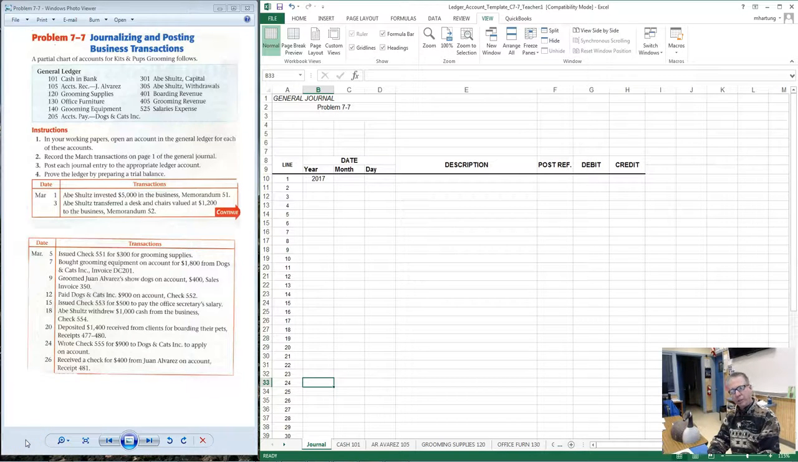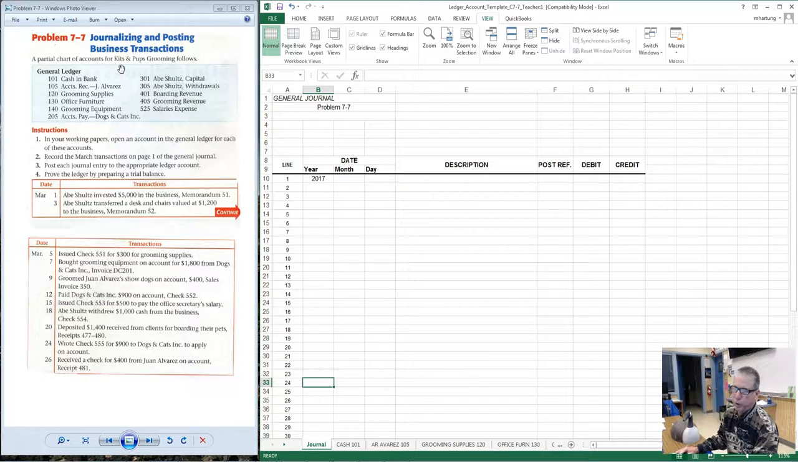Let's take a look at problem 7-7. We're going to journalize and post business transactions using Excel. So we'll get some experience with Excel and practice applying the rules of debits and credits, and also get some good practice analyzing business transactions.